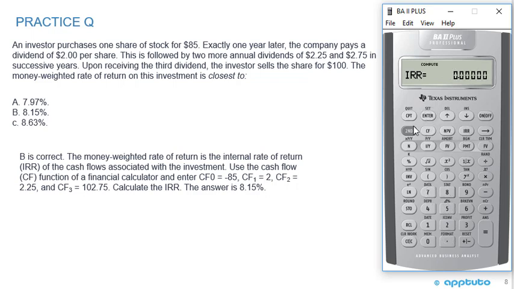We're going to hit the IR key. We're going to hit compute, 8.15. So B is correct. So you can see that one very quick, less than 90 seconds on the calculator, very easy.